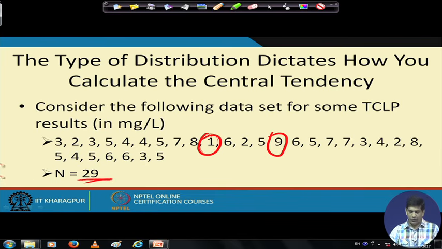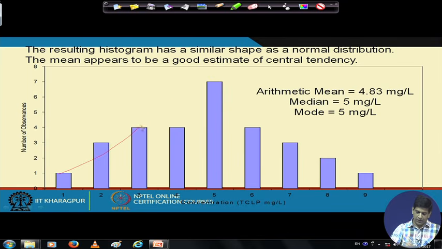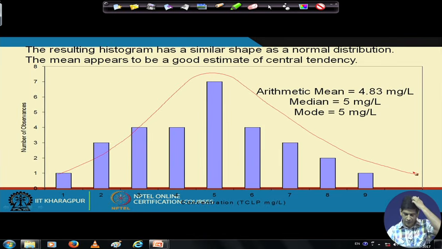Now if we want to analyze how these samples are distributed, and we make a histogram, we see a similar shape as a normal distribution. If you think of it as going up like this and coming down, that's like a normal distribution, isn't it? We just looked at it earlier. So it's a normal distribution kind of curve.